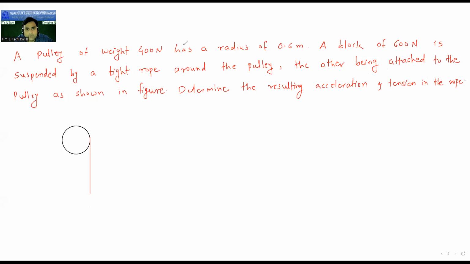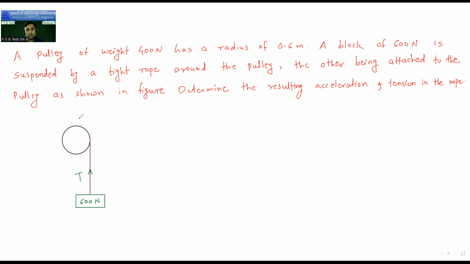This is 600 Newton. Okay, so this is the 600 Newton, and what is the tension? Tension will be shown like this: tension in the string, T. The arrow must be away from that.